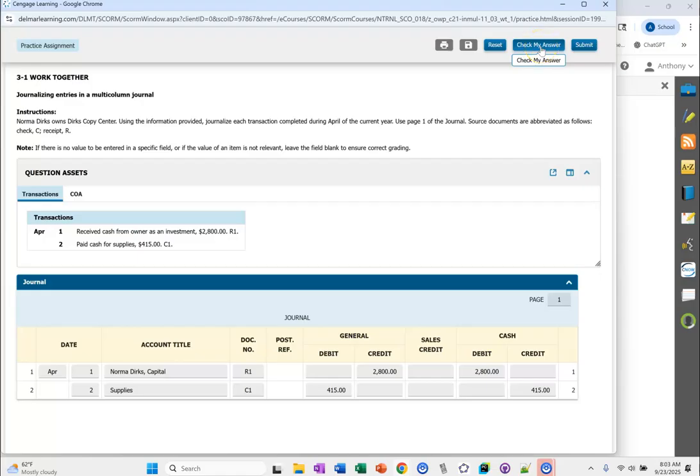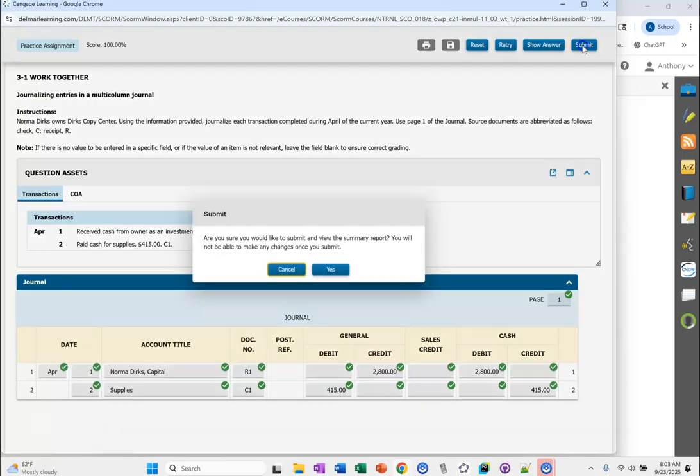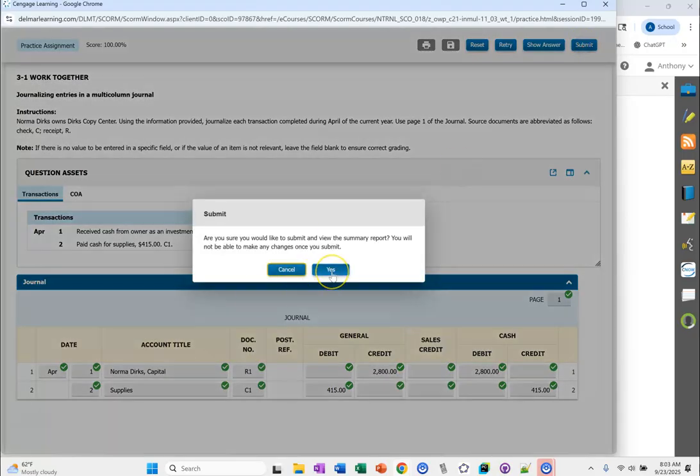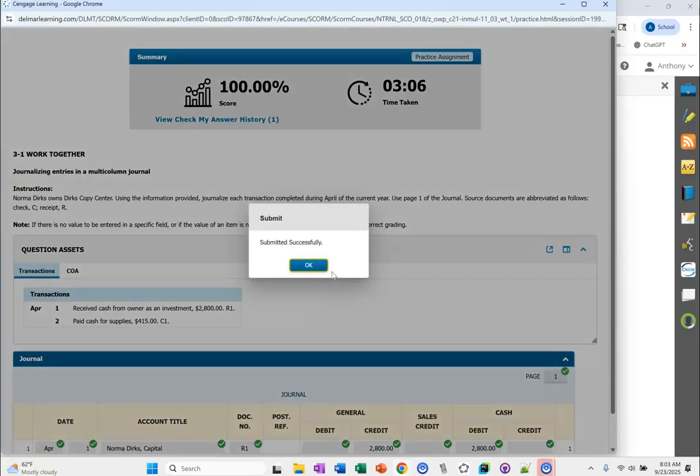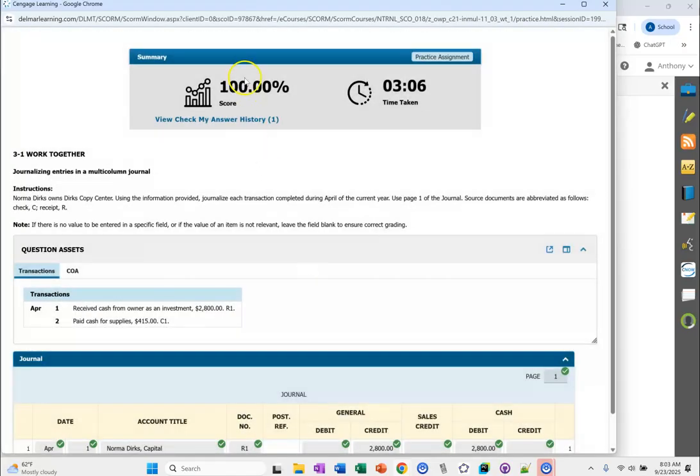When you're done and you think you have it correct, if you hit check your answer, it'll check it for you so you know before you submit it if it's correct or not. And then if you hit submit, it'll say, are you sure you want to do this? You can say yes, and it submits successfully, and it tells you your score and the time it took you to do that.